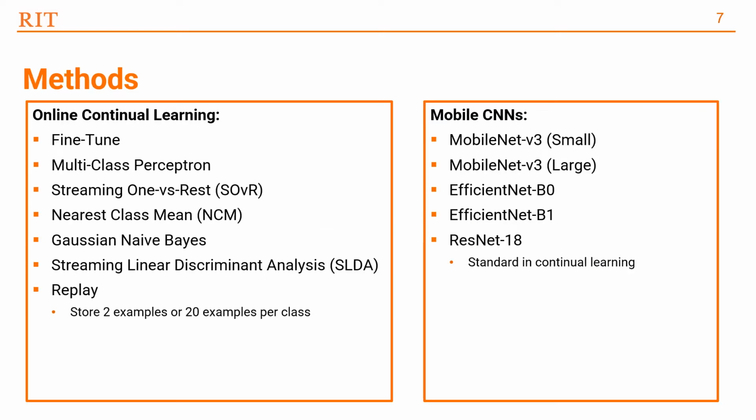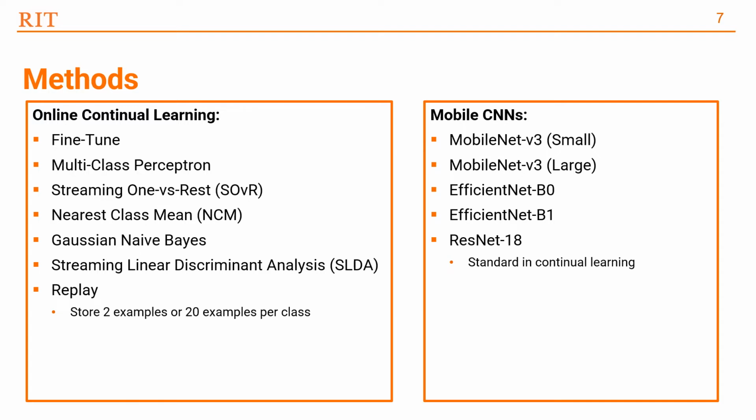Specifically, we studied the following online continual learning methods: a simple fine-tuning baseline that does not have any mechanisms to mitigate catastrophic forgetting; the online multi-class perceptron algorithm; a streaming one-versus-rest classifier that compares a sample's distance to the nearest class mean and all other class means; the nearest class mean classifier; a Gaussian naive Bayes classifier that assumes feature independence and stores one running mean vector and one running variance vector per class; the streaming linear discriminant analysis classifier that stores one running mean vector per class and a shared class covariance matrix; and a replay model that stores either 2 exemplars or 20 exemplars per class.